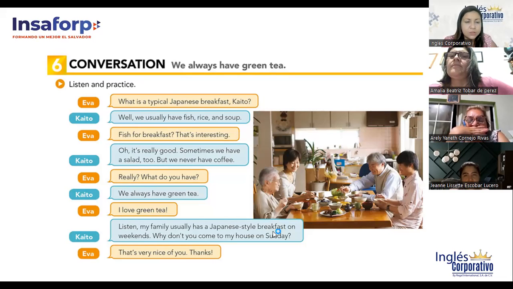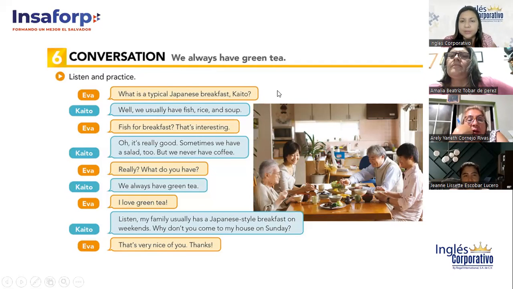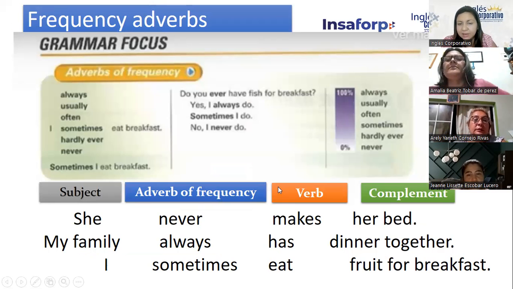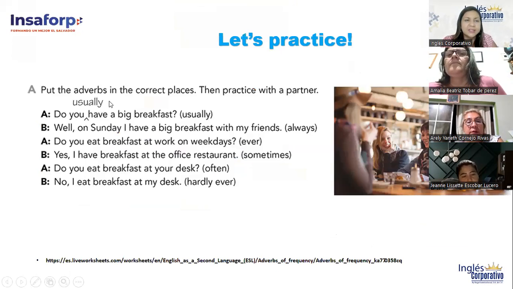Okay. So we can see here the different adverbs of frequency. Now, this is just a review of what we studied yesterday. Remember the order: subject, adverb of frequency, and verb. So we're going to practice. You have to put the adverbs in the correct place. So please type it in the chat. In the chat, you're going to type the sentence or question with the adverb of frequency.